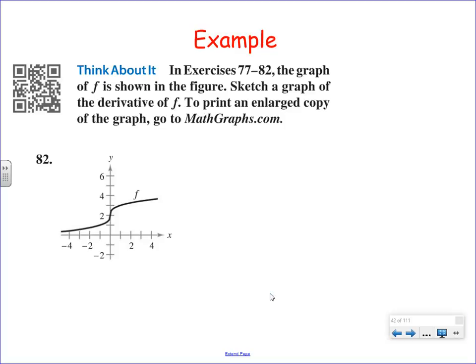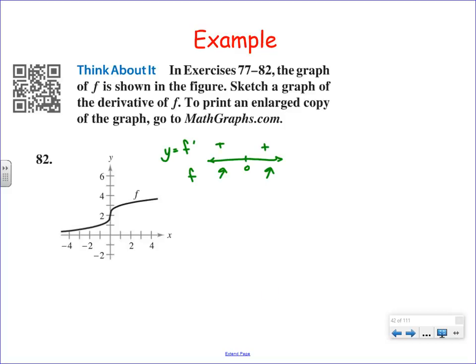Kiddos, how's f behaving? Could we think of a little baby sign chart if we needed to? I'm splitting it up at 0 for a very important reason. We'll come back to it in a second. Isn't f increasing to 0 and then increasing some more? So what are the signs of the y values of the derivative? Positive. So it's going to be above, and it's going to be above.